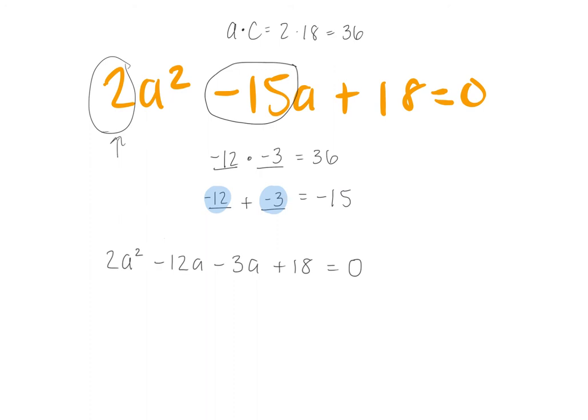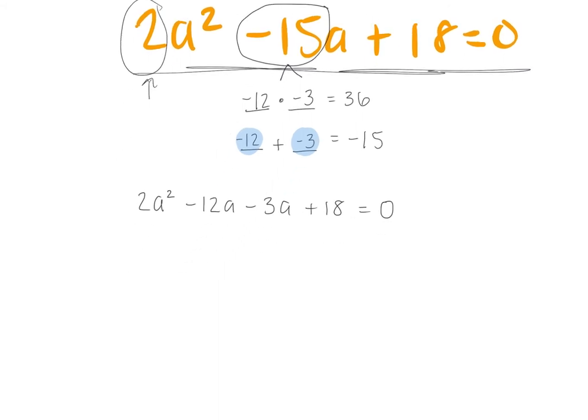So remember, I just rewrite the original expression, but I break negative 15a down into 2 parts, a negative 12 and a negative 3. Okay, so we did that. Now we have to group them. Put a plus in between and factor out the greatest common factor. Does anyone see the greatest common factor in the first set of parentheses?